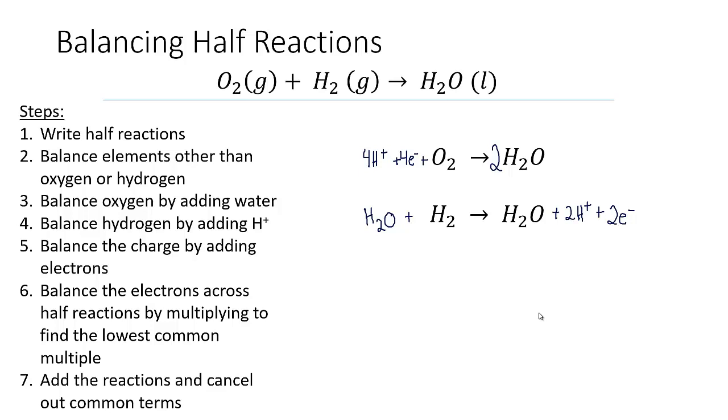So then we have to look at step 6. Balance the electrons across half reactions by multiplying to find the lowest common multiple.